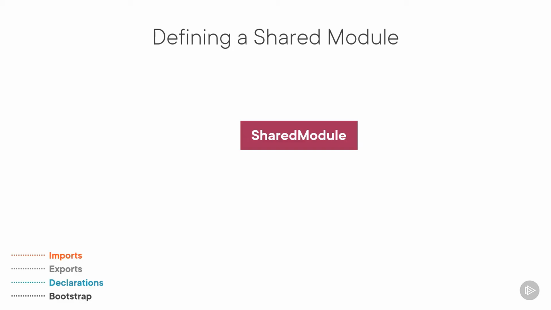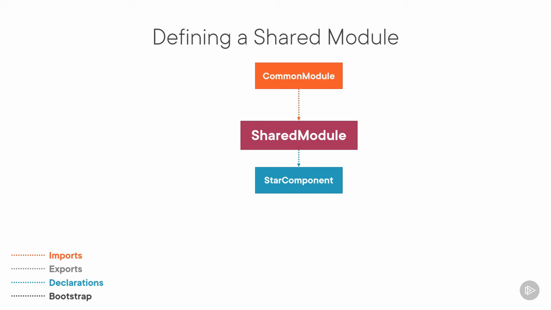Creating a shared module involves defining a new module file, shared module in this example, and reorganizing the pieces of the application so that the shared pieces are here in this module. First, we add the components, directives, and pipes that we want to share throughout our application to the declarations array. In this example, we only want to add the star component. Then we add to the imports array anything needed by the templates associated with this shared module's components. In this example, we import the common module because our star component template may need it.